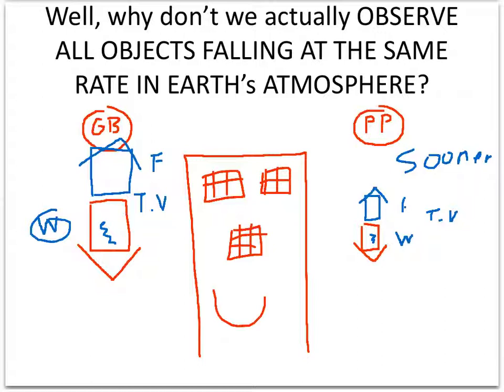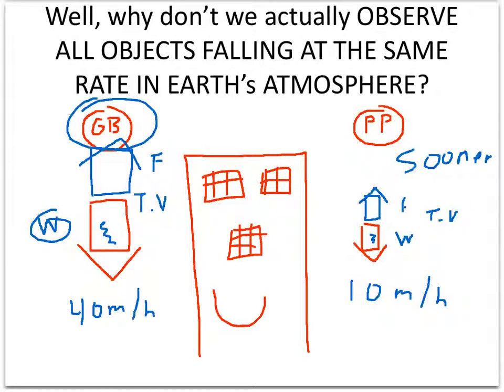I'm going to totally make up a number here. Its terminal velocity might be, I'll just use even miles per hour here, 10 miles per hour. But the golf ball will accelerate until it reaches a terminal velocity of maybe 40 miles per hour. Again, I'm making those numbers up completely, but to illustrate the point that they have different terminal velocities. So in fact, they will hit the ground at different times. However, if you could get rid of friction, they would in fact hit the ground at the same time.